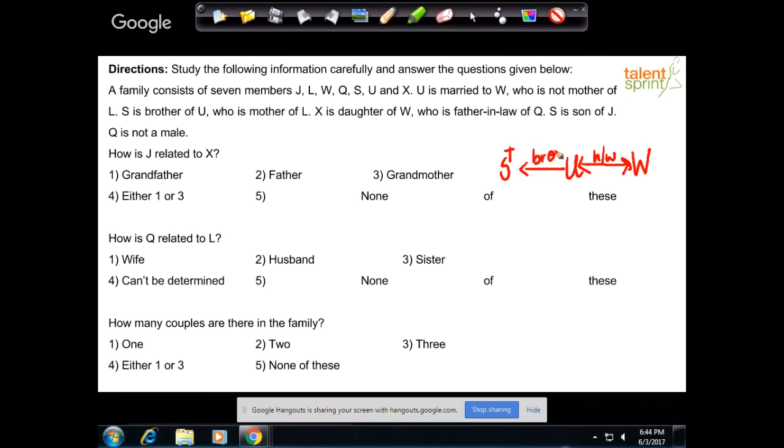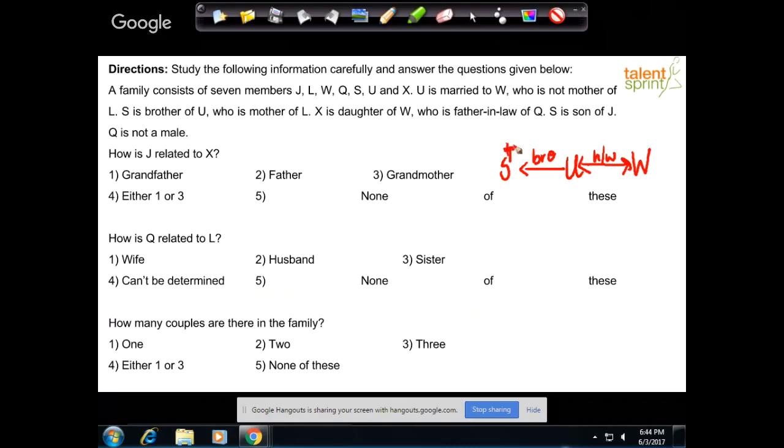Have you all understood it till here? U and W are husband-wife. We do not know who is the husband, who is the wife. We just know they are married. Therefore, it is represented by arrows in both directions. S is the brother of U. Since S is the brother, he will be male and represented by the plus sign.